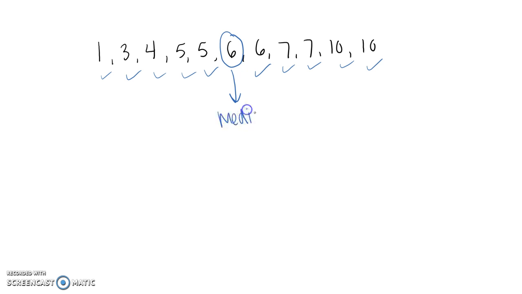Label that median. I have 5 check marks on one side and 5 check marks on the other. It's an 11 value data set. This is the median, or the middle number, in that data set. I want to remind you that you need to order your data set from least to greatest before you find the median or the first or the third quartile.